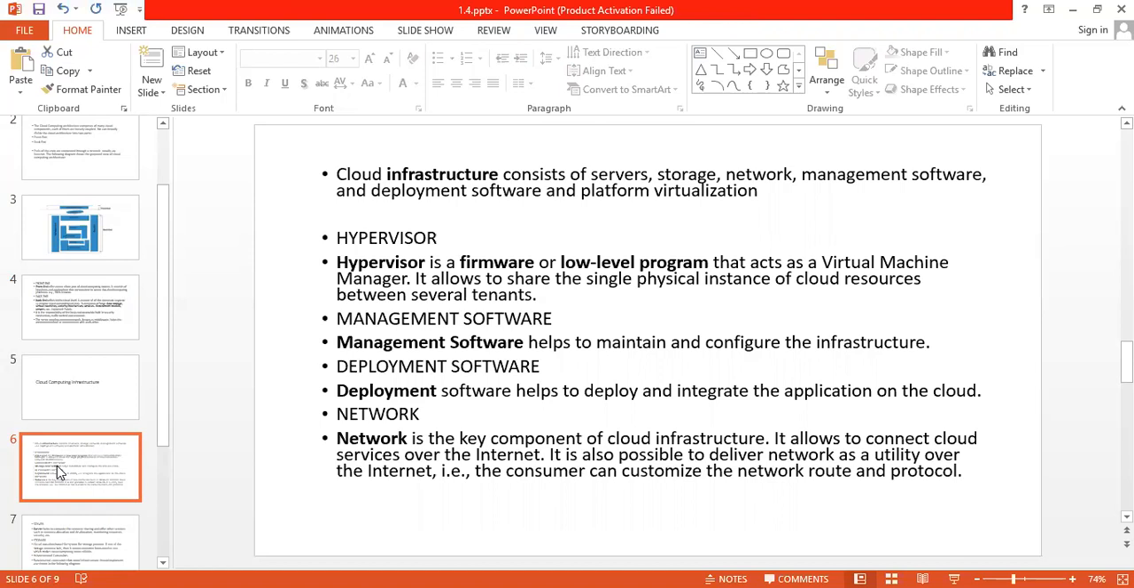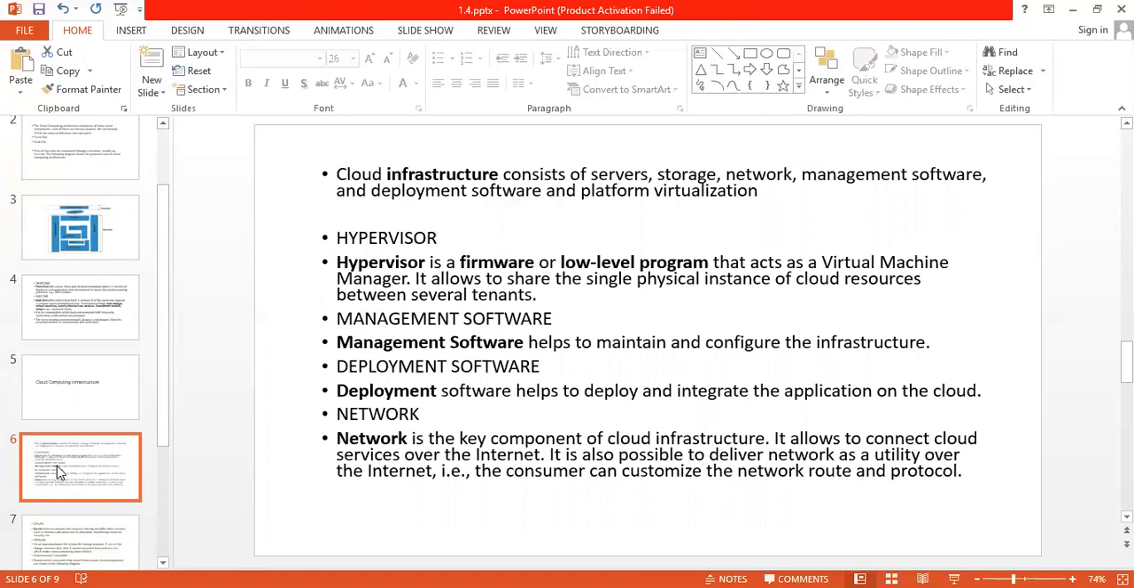virtualization. Hypervisor is a firmware or low-level program that acts as a virtual machine manager. It allows to share a single physical instance of cloud resource between several tenants. Whenever we are considering virtualization, you have to treat one machine as many machines, and in this one hypervisor is there, acting as a virtual machine manager. Various virtual machines are running on a single computer.